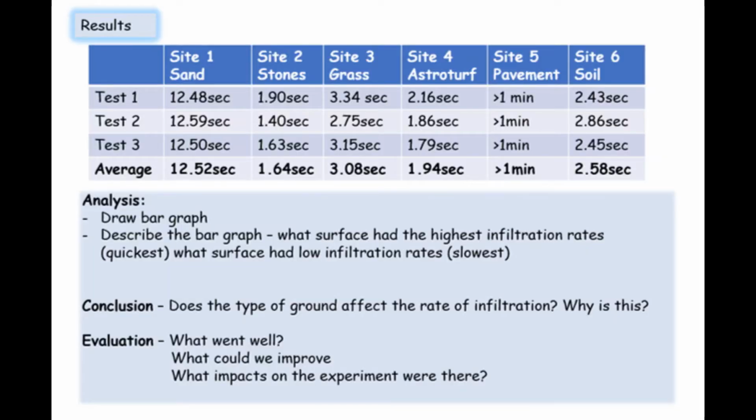So here are my results. I've taken an average over 3 tests to get a more accurate result. By doing this, I've added each one up, then divided it by 3. A little bit of maths. Then we can continue our write-up.